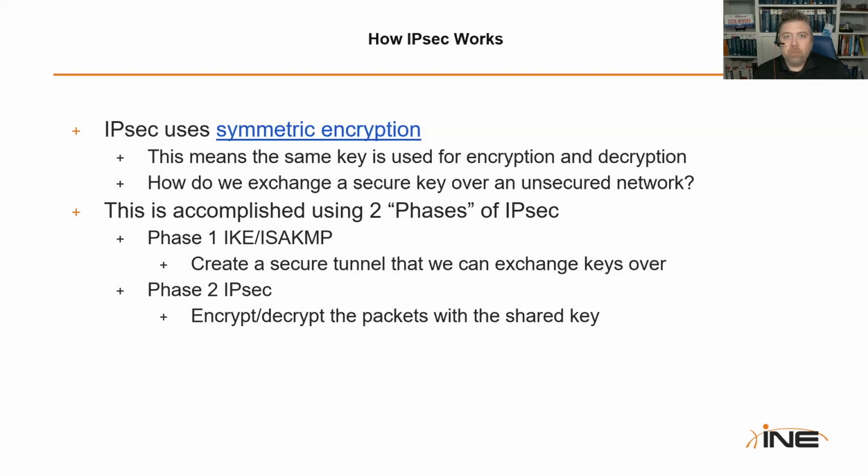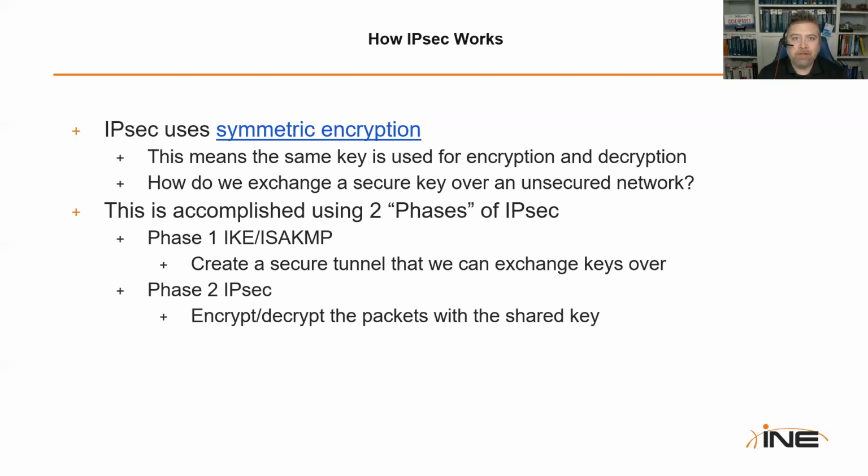Okay, specifically, the way that IPsec works is that it uses symmetric encryption. And symmetric encryption means that we use the same encryption key as we do for the decryption key. So we run into kind of a chicken and the egg problem here: we want to encrypt the communication between two or more users, but we don't have a way to exchange the key without people listening to the communication in the middle between the two peers. So how can we exchange a secure key over an unsecured network?